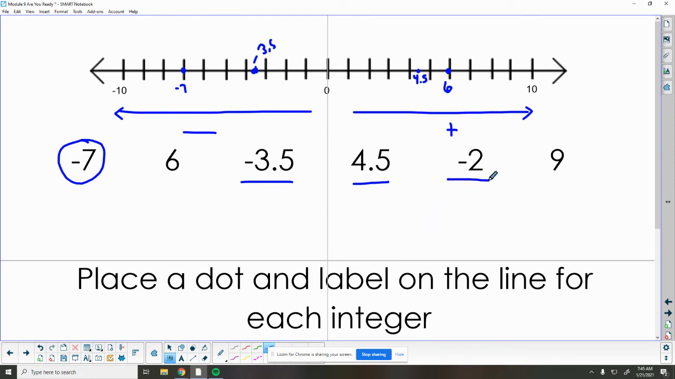See if you can find -2 on this. We're going backwards, 1, 2, so to the left, -2, and then 9. I can see that 10 is labeled here, so 1 back is 9. So go ahead and complete your Module 9. Are you ready? And if you need any help, please let me know.